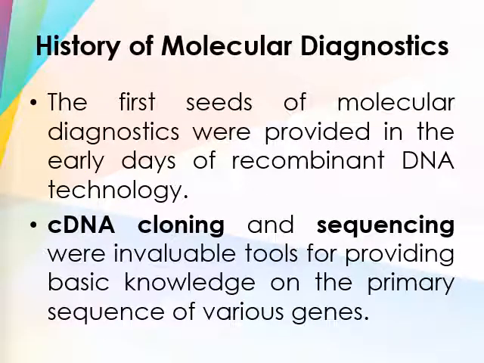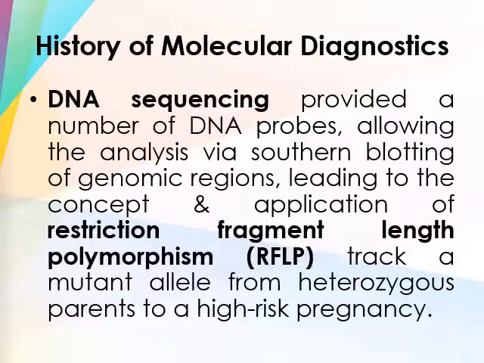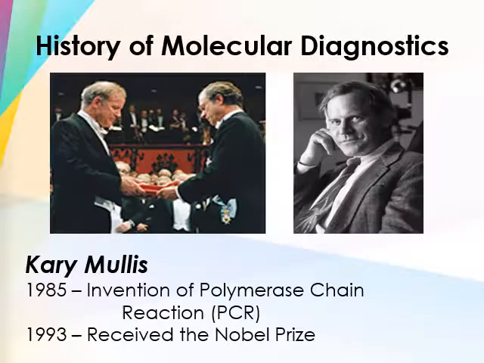So the first seeds of molecular diagnostics were provided in the early days of recombinant DNA technology. So complementary DNA cloning and sequencing were invaluable tools for providing basic knowledge on the primary sequence of various genes. So DNA sequencing provided a number of DNA probes allowing the analysis by Southern blotting of genomic regions, leading to the concept and application of RFLP, or the restriction fragment length polymorphism.